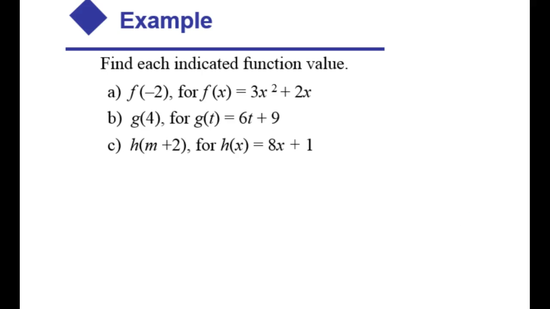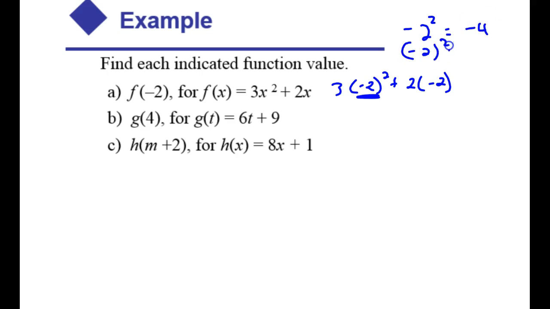So we have some functions here. F at negative 2, I'm going to evaluate this: 3 times negative 2 squared plus 2 times negative 2. Be careful here. If you don't type this in correctly, if you just type in negative 2 squared, you might end up with a negative 4. You've got to put parentheses around that in order to get a positive 4 if you're using a calculator. So 3 times positive 4 is 12. So this is really 12 minus 4, which should be 8.